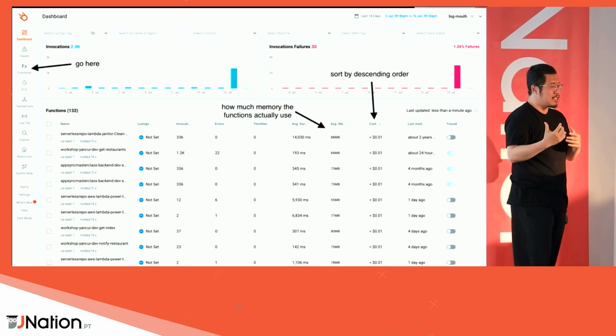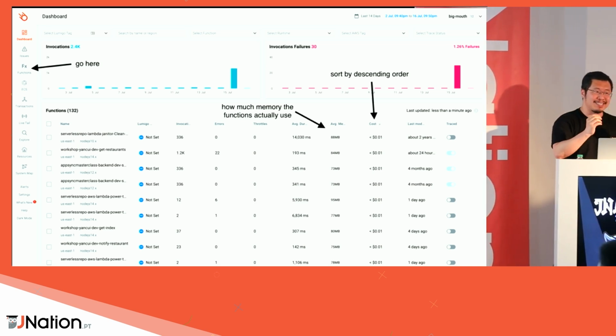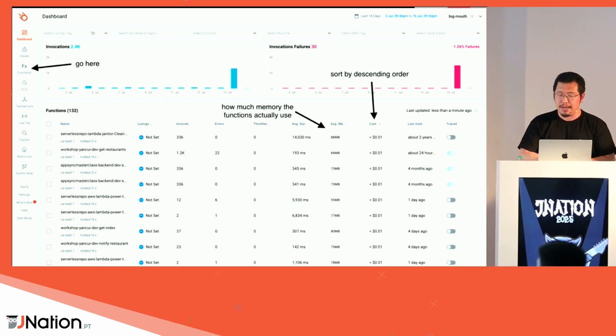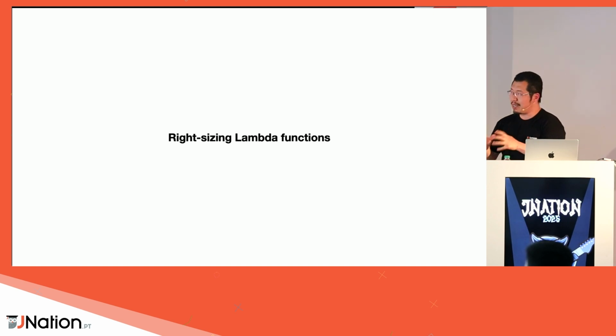So it's very easy for you to find those outliers, that's 3%, so you know exactly where you want to optimize in terms of improving your cost efficiency. And so with this, you can very quickly find out which functions you want to right-size.